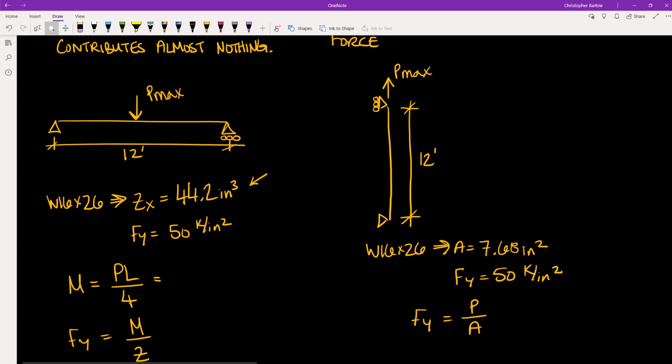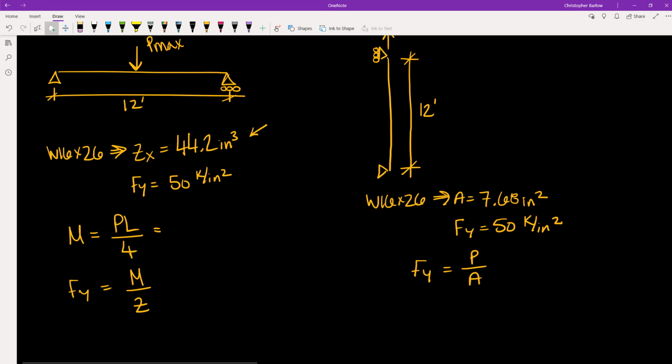We learned last week that the maximum internal moment for a simply supported beam with a point load at midspan will occur at midspan, and it will be equal to P times L over 4. So that's our internal moment demand. So let's start there. P is what we are looking for. L is 12 feet divided by 4. So this we can simplify to 3 feet times P.